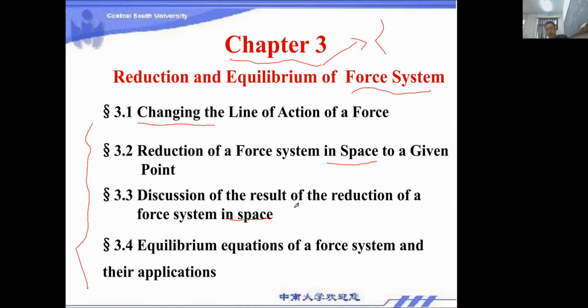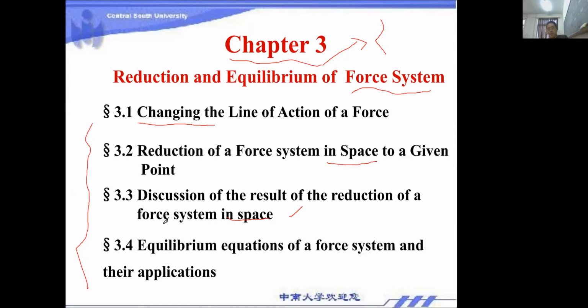You guys can think about actually a force system in plane actually is a special case of a force system in space. So if you can totally understand the so-called force system in space, then for the force system in plane, you can totally use it.